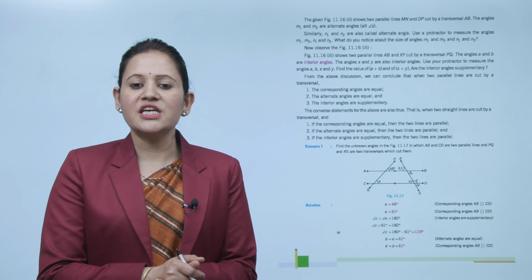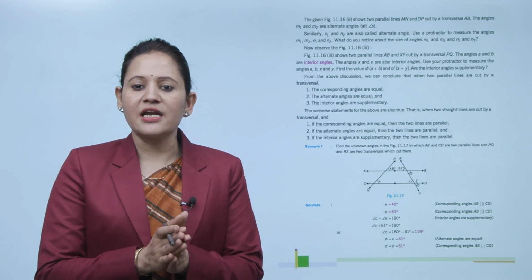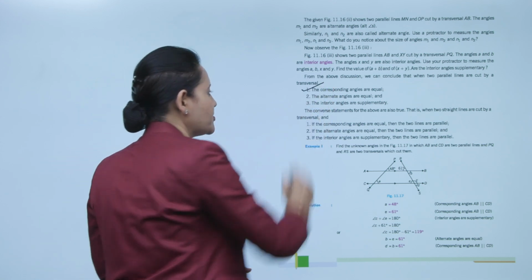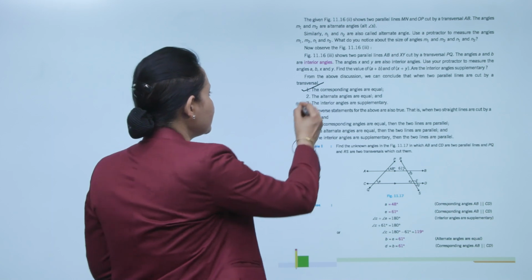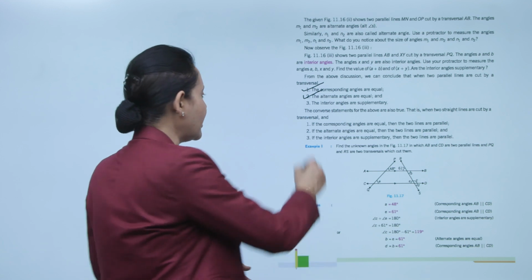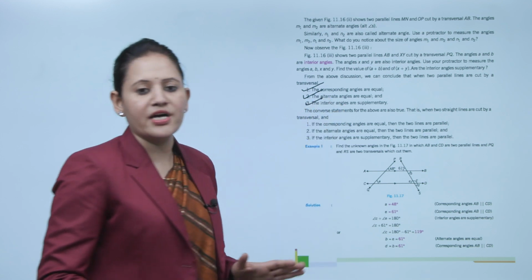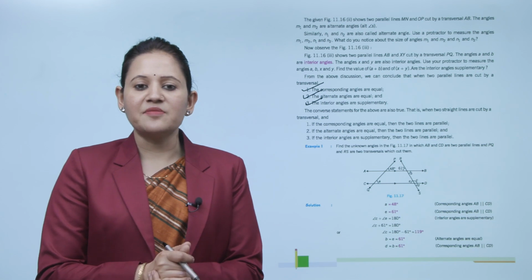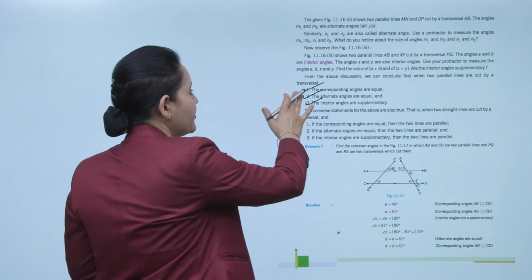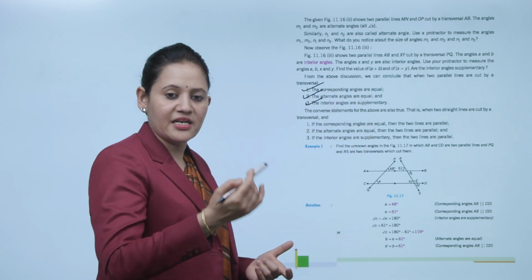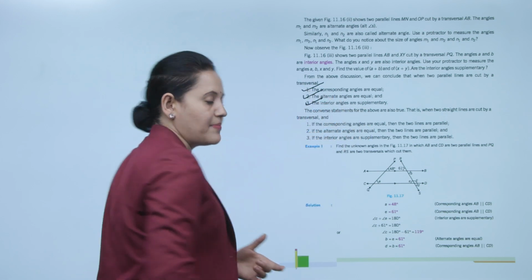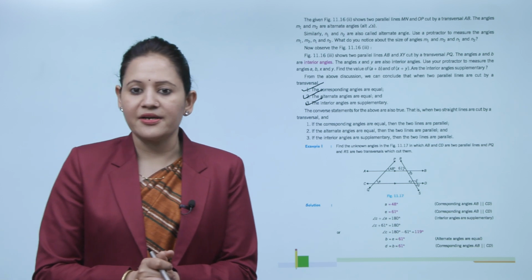From the above discussion, we can conclude that when two parallel lines are cut by a transversal, the corresponding angles are equal. The alternate angles are equal and the interior angles are supplementary, which means their sum will be 180 degrees. The converse statement for the above is also true: if the corresponding angles are equal, the lines are parallel. If the alternate angles are equal, the lines are parallel, and if the interior angles are supplementary, the two lines are parallel. Clear?